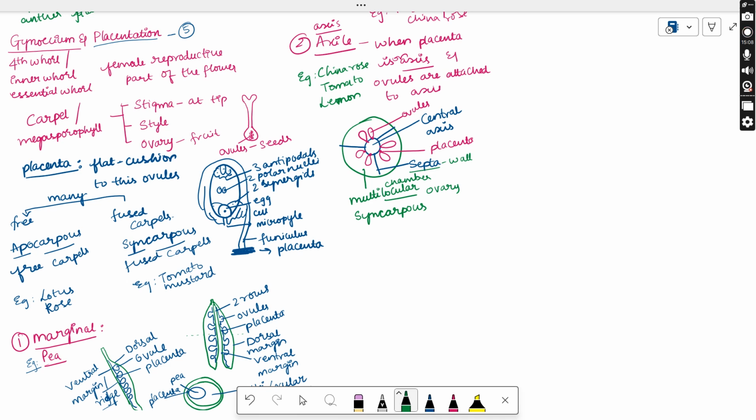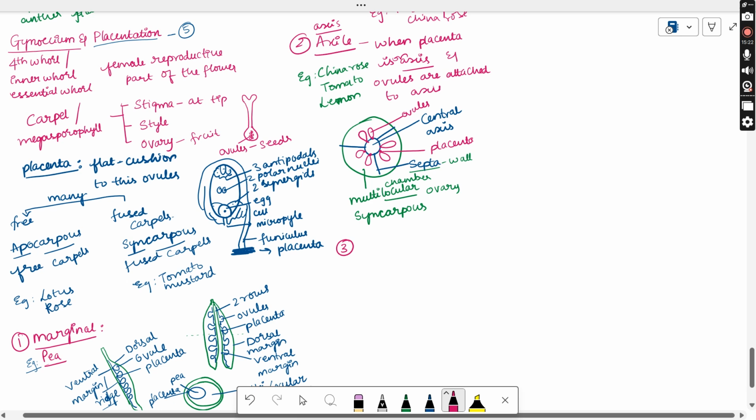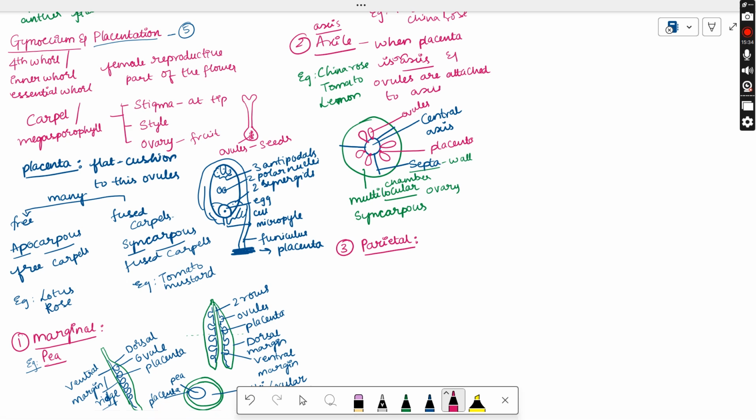You can find one chamber here, you can find another chamber here. So these are of the multilocular type. Many chambers are present, true septum is present, and it can be seen in China rose, tomato and lemon. So that is axial placentation. There is another type, parietal placentation. Axial is on the axis, parietal is on the peripheral side. Peripheral means towards the outer side, not towards the inner side.